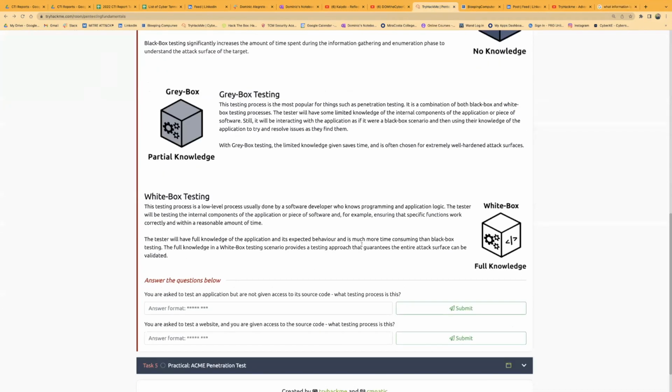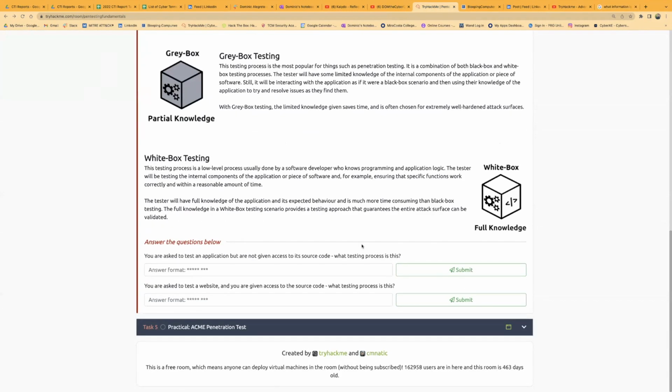And then the last one, white box. This is somebody that has full knowledge of the network. This could be all things put together: IPs, emails, maybe a password to something, or the names of things they're going to be going to. So this is the low level process. This is done by a software developer, somebody who maybe doesn't have as much experience in penetration testing, but who knows programming and application logic.